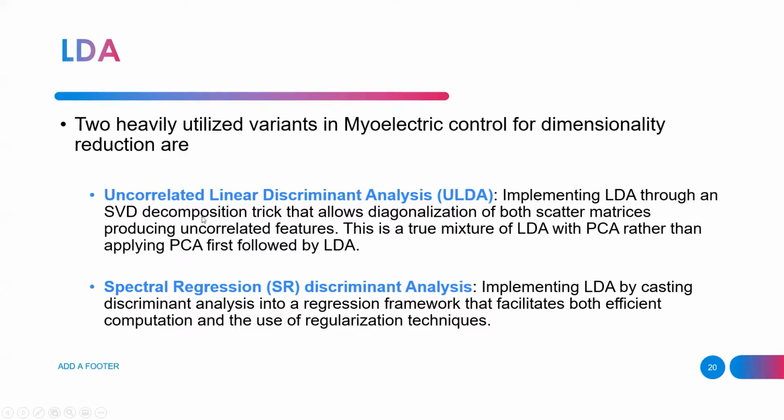So if you look into the recent papers using either one of these, remember, they both implement LDA. ULDA implements it through an SVD decomposition to generate some sort of uncorrelated features. SR casts the problem or the implementation of LDA as a regression framework, and it utilizes regularization techniques, which is really efficient and easy to use. So they are both LDA, but implemented in different ways.